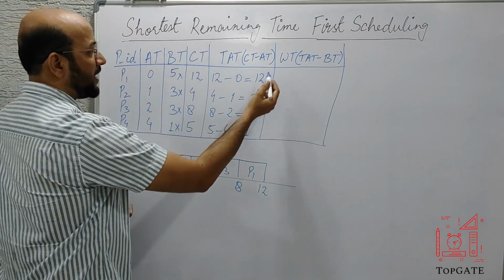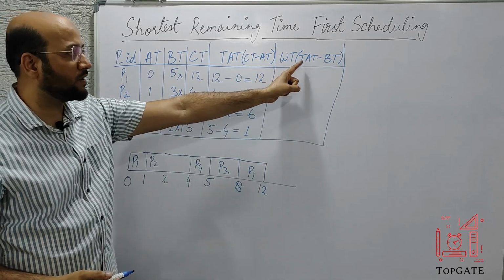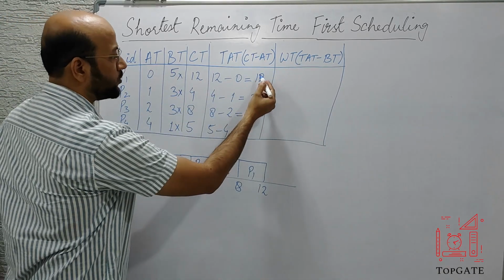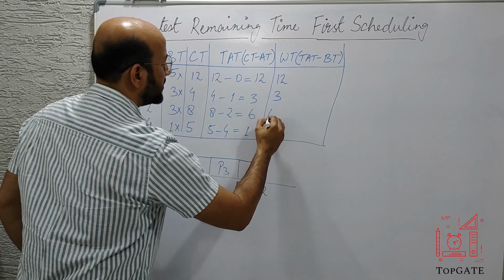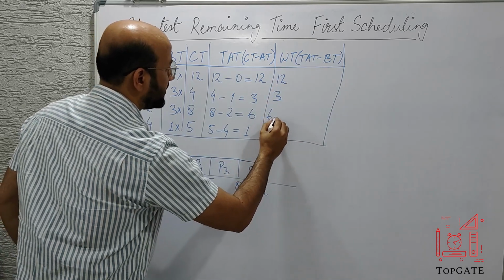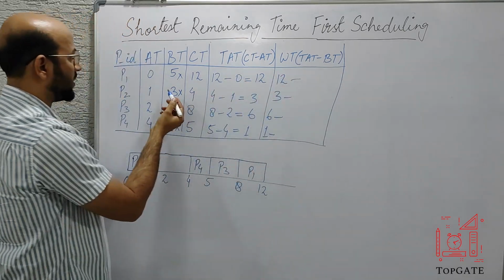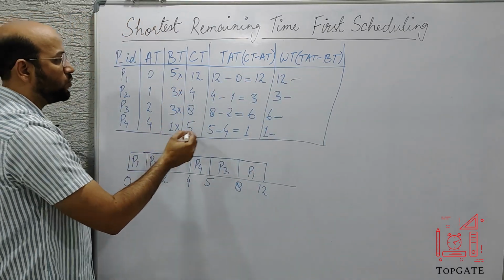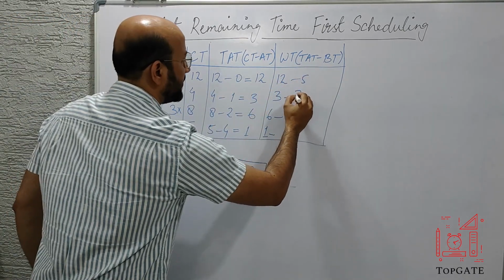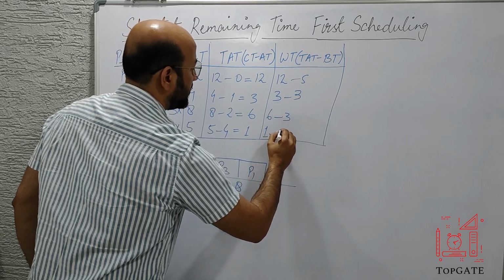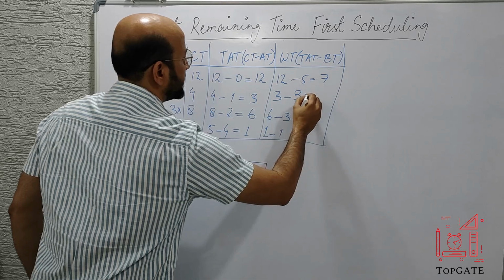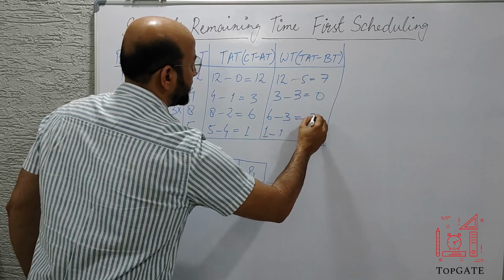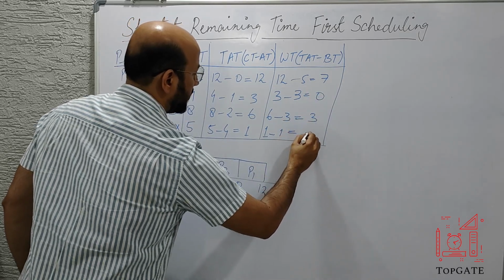And then the wait time, we know, is the turnaround time minus the burst time. So the turnaround times we have already calculated: 12, 3, 6, 1. Put the minus signs and the burst times. Burst times are 5, 3, 3, 1. So 12 minus 5 is equal to 7, 3 minus 3 is equal to 0, 6 minus 3 is equal to 3, 1 minus 1 is equal to 0.